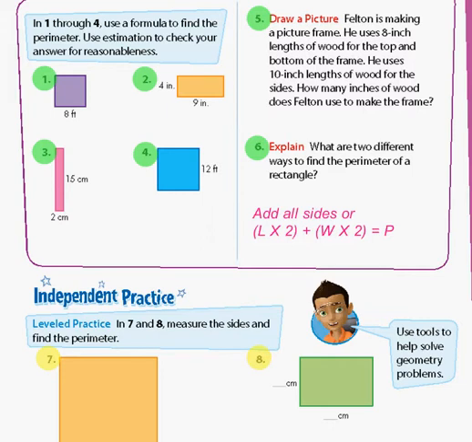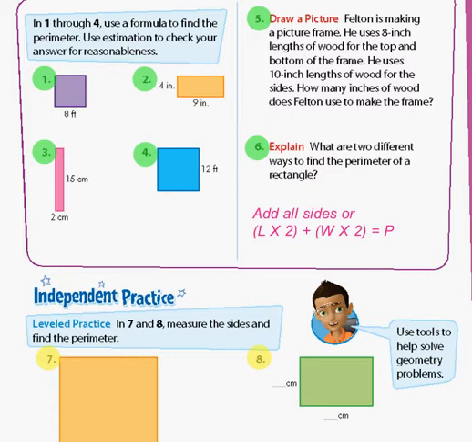Today we're going to be talking about perimeter, and this is pretty simple. This is basically just a review from last year, but we're going to go through this. Okay, in 1 through 4, use a formula to find the perimeter. Use estimation to check your answer for reasonableness.